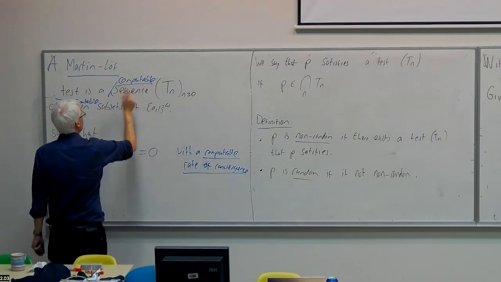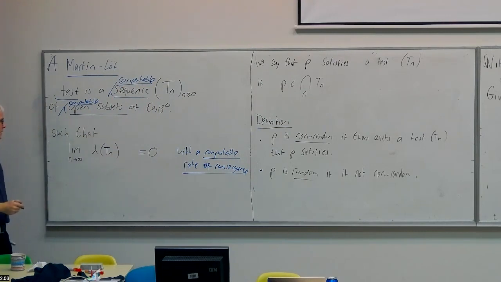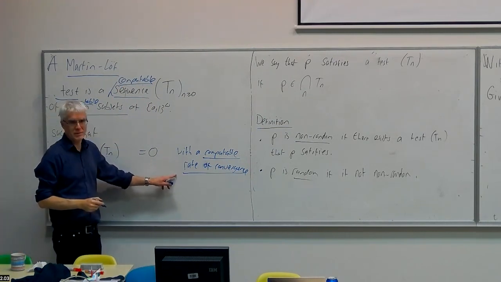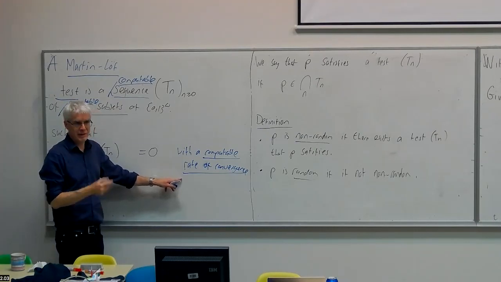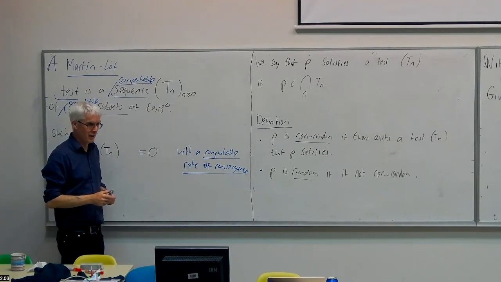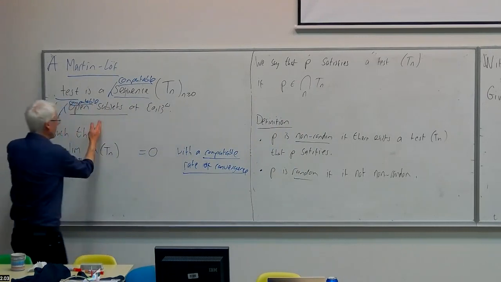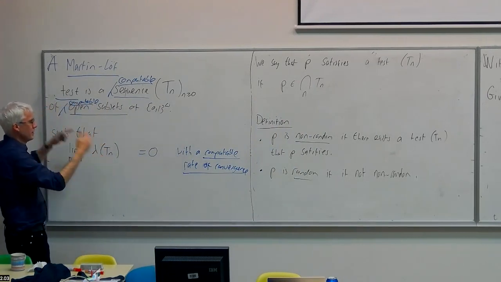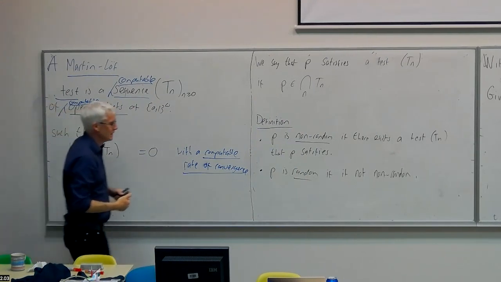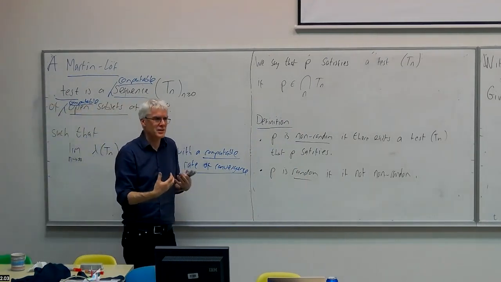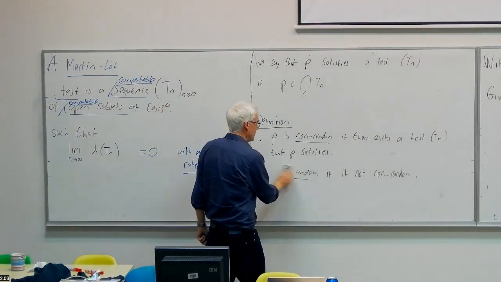Now we need to know what a computable sequence of computable open subsets is, and we need to know what a computable rate of convergence is. And then we understand the definition of a Martin-Löf test. Basically, it means all the information is given algorithmically, which is good because you then have a finite description that's providing all the information, namely the algorithm that gives it.